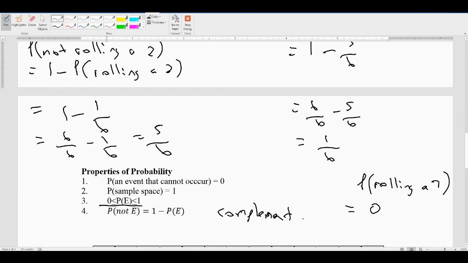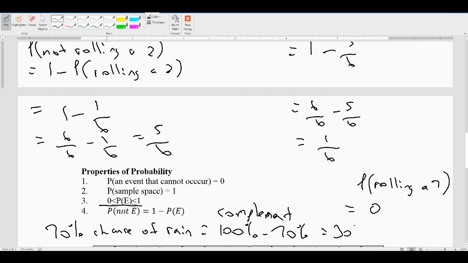Say there's a 70% chance it's going to rain. You know what that means? It's the same as 100% minus 70%, which is equal to 30%, it won't rain. Get that? It relates. It's just thinking backwards. Some people have to always be negative, unless you like rain, of course. So 70% chance of rain, there's a 30% chance it won't rain. Just thinking backwards.